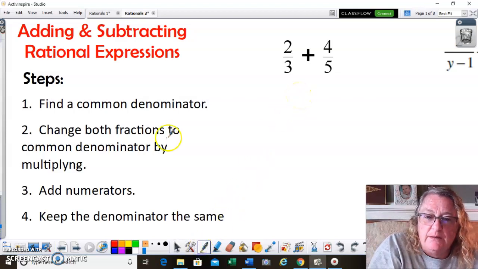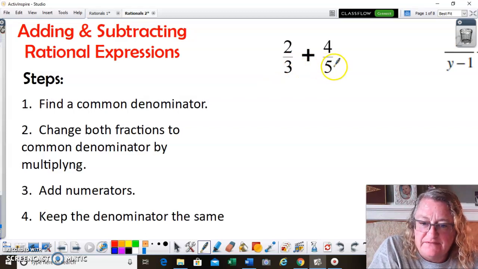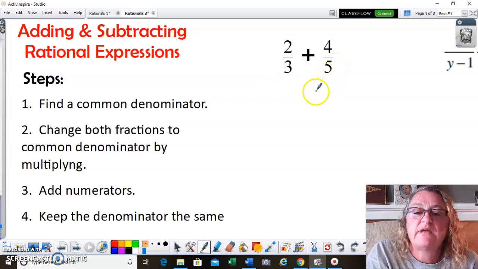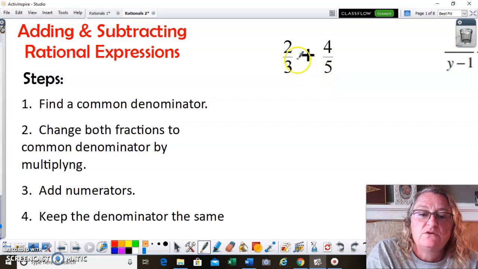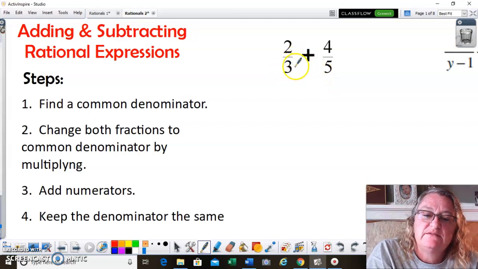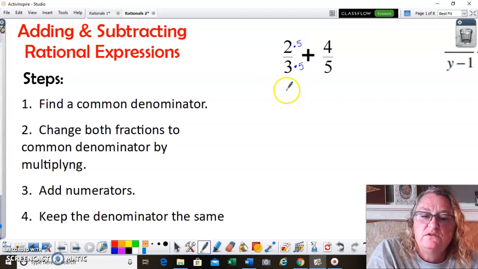So I need a number that both 3 and 5 can go into, and I know worst case scenario, if I can't come up with the number myself, all I have to do is multiply the two of them together. So I know I'm looking for 15. In order to get 3 to 15, I need to multiply it by 5. And whatever I do to the denominator, I have to do to the numerator as well. So this actually turns into 10/15.